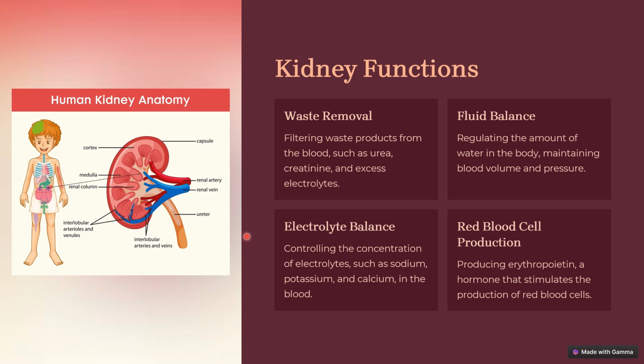Next, electrolyte balance. Controlling the concentration of the electrolytes such as sodium, potassium and calcium in the blood. See, these electrolytes are very much essential. So kidney basically controls their concentration levels. Next is red blood cells production. So producing erythropoietin, that is a hormone that stimulates the production of red blood cells. So what are the functions? Waste removal, fluid balance, electrolyte balance and red blood cells production.